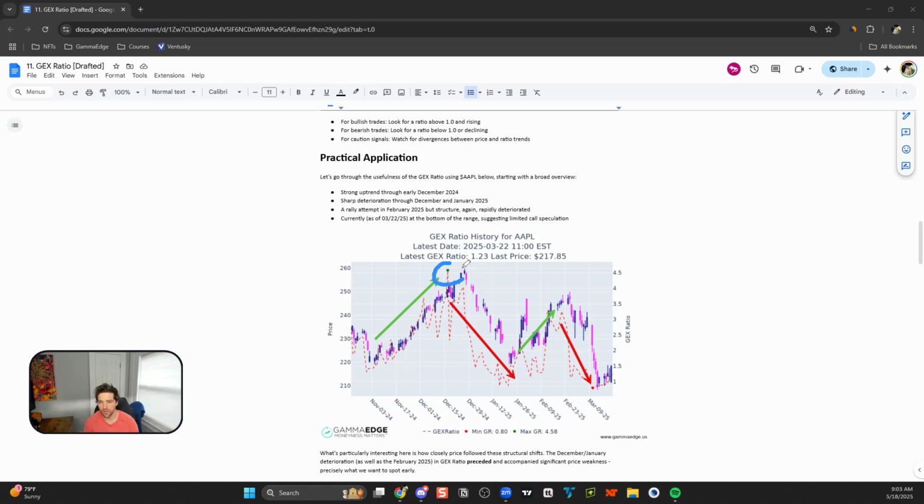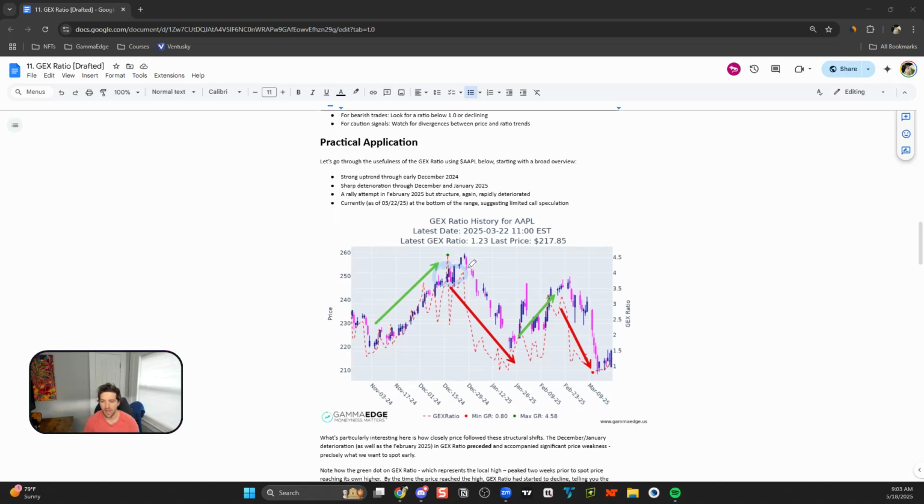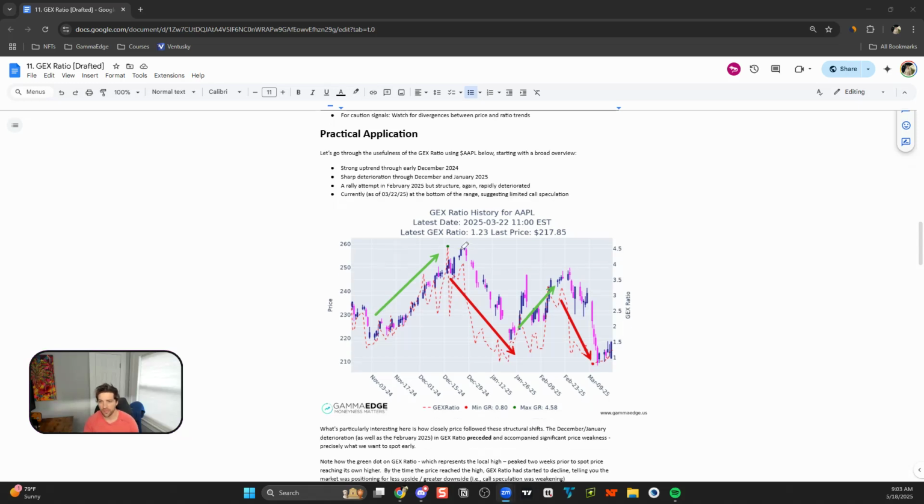And you can actually notice here how the GEX ratio makes a high before price does, and the GEX ratio is leading price lower. Again, that's one of the benefits of the GEX ratios. We can see that deterioration happening in the structure before it reflects in price. Other key things, the top of the range is 4.5, bottom of the range is just under 1. We can see, as of March 9th, when this was produced, we were bottoming around the bottom of the range.